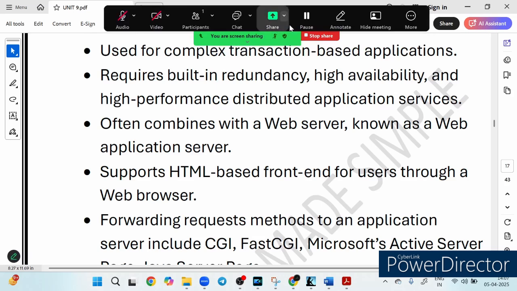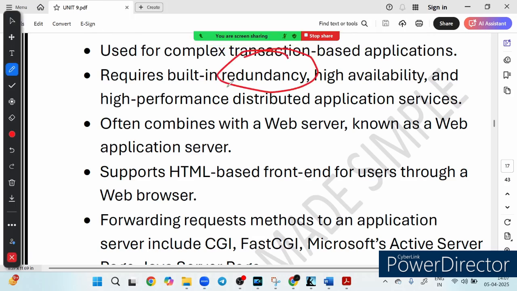Whenever I say this word redundancy, it means there should be no single point of failure, and it is always available and able to run across many machines. That is called a distributed app, right? So these power your complex banking transactions. The application server often works hand in hand with the web server. I told you they are often combined with the web server, right?